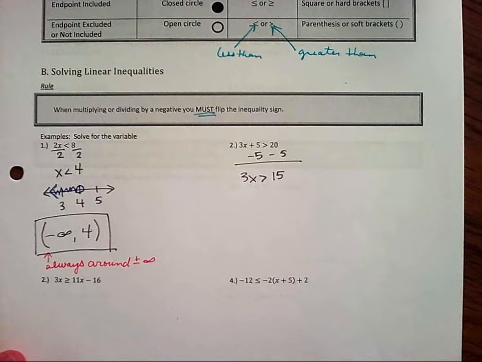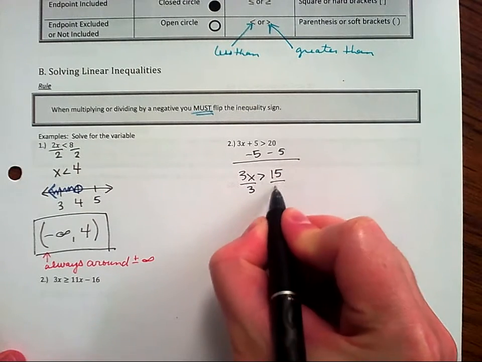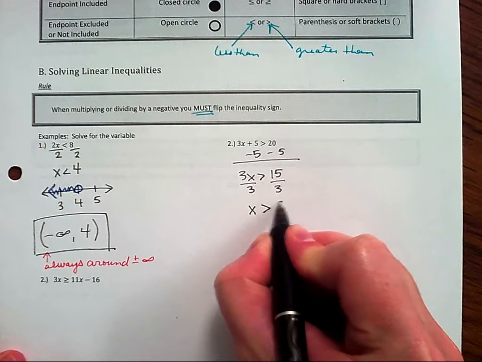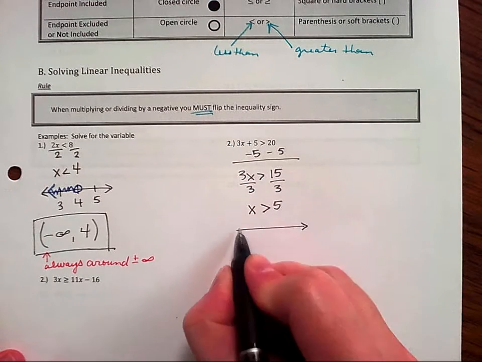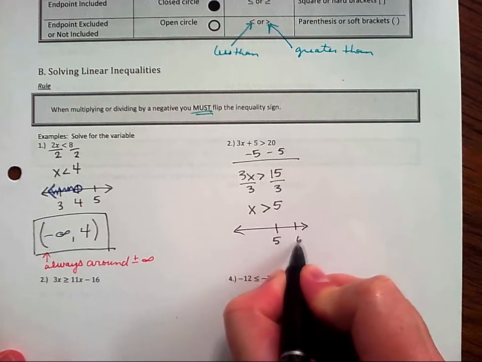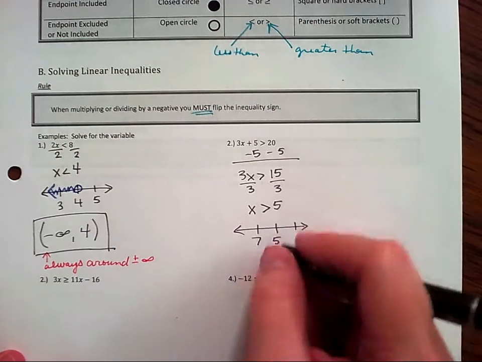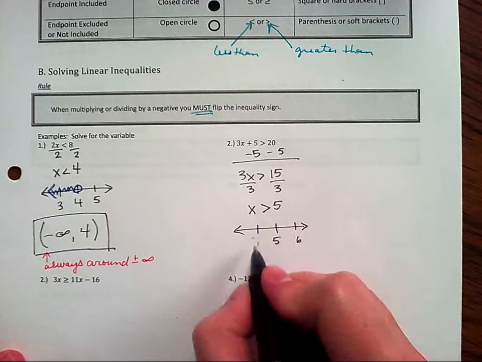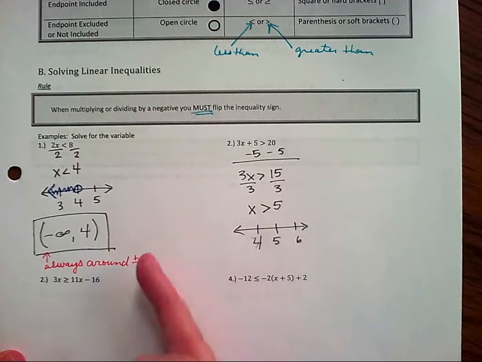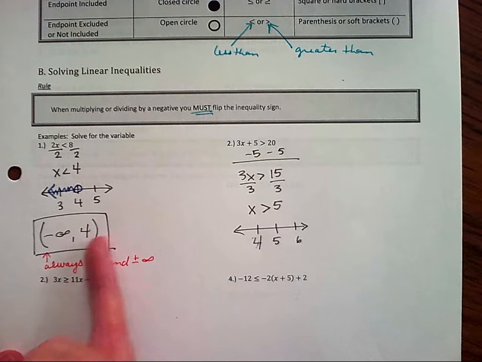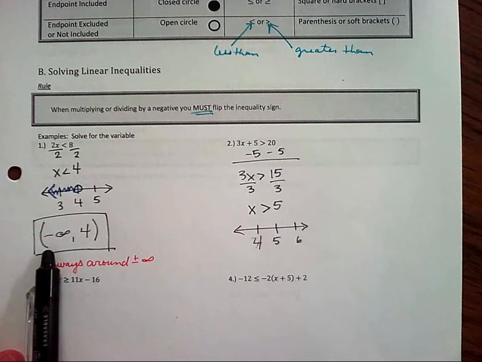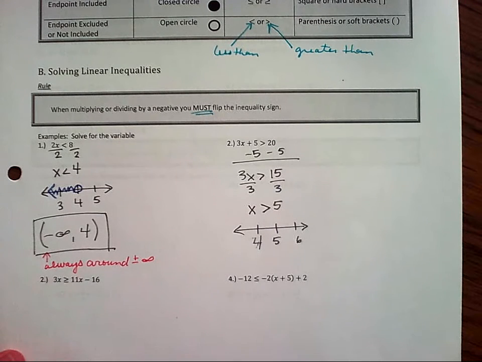Now what? Divide both sides by 3. Am I multiplying or dividing by a negative? Nope, so I keep it the same. So I get x is greater than 5. All right, let's throw together a number line. So a number line, I go smaller to larger, left to right. That's the same with interval notation. Smaller, larger. So left to right, smaller, larger. If you would have written for number 1, 4 to negative infinity, incorrect. Smaller, larger.